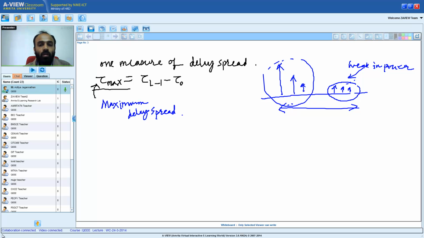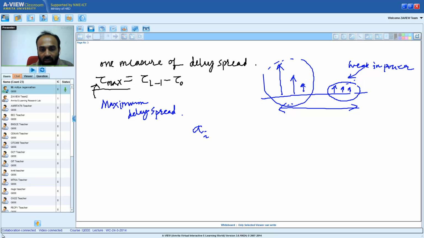So what I'm saying is that simply taking the difference of time between the first and last arriving path is not a good measure, and does not reflect the true delay spread, because we are not weighing the delay by the power in the path. What is more important is not just the delay, but the fraction of the power in the wireless communication signal that is arriving at that delay. And for that purpose, we said we are going to use the following.